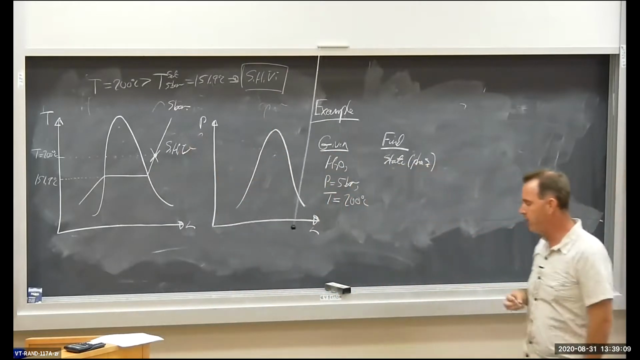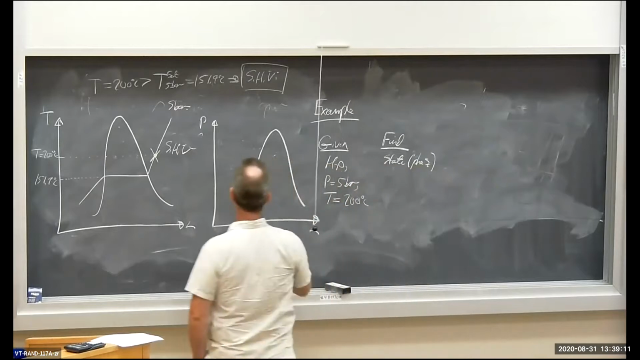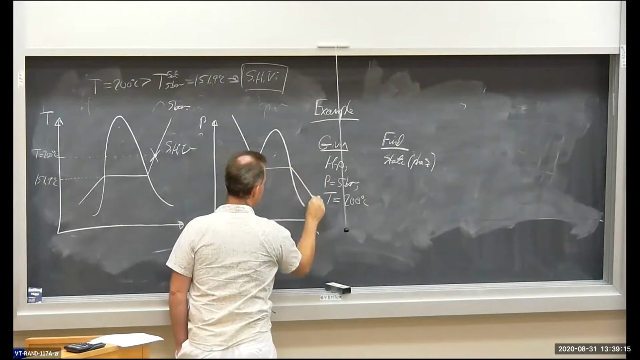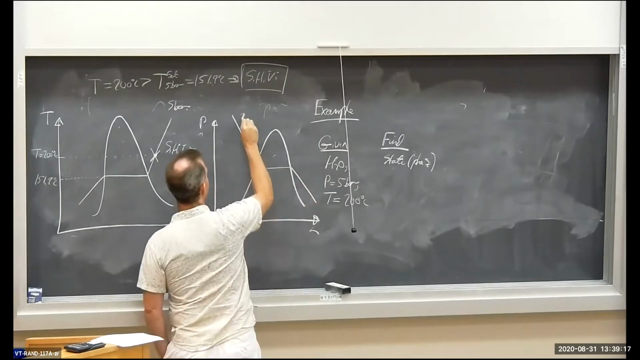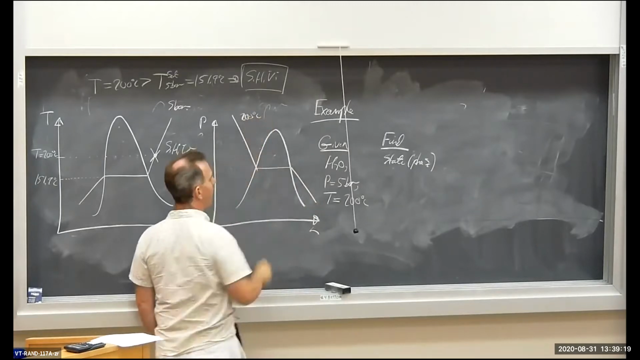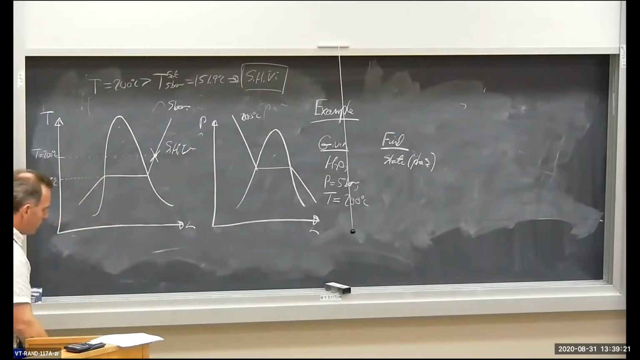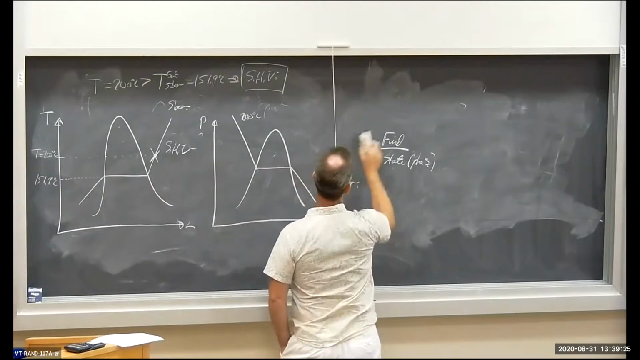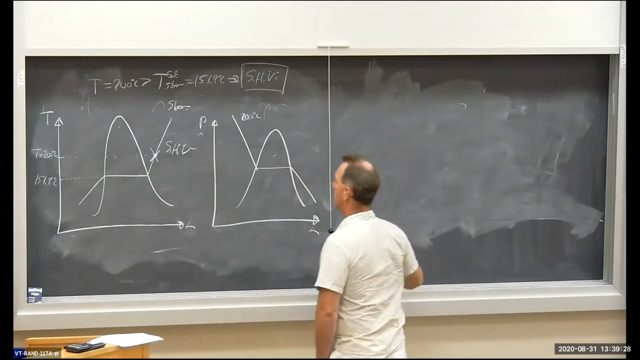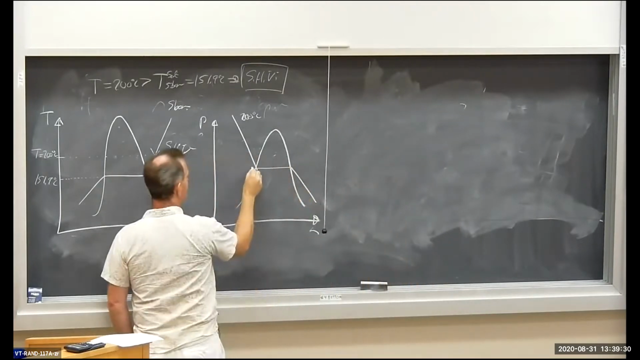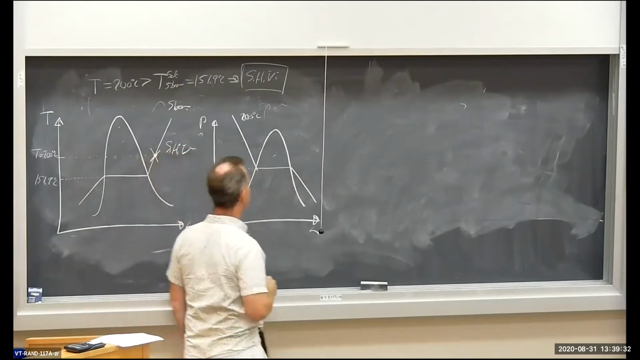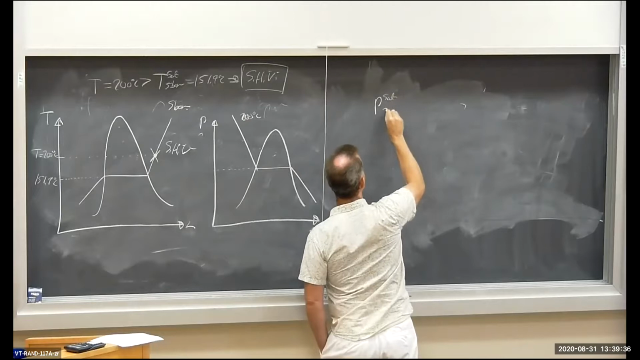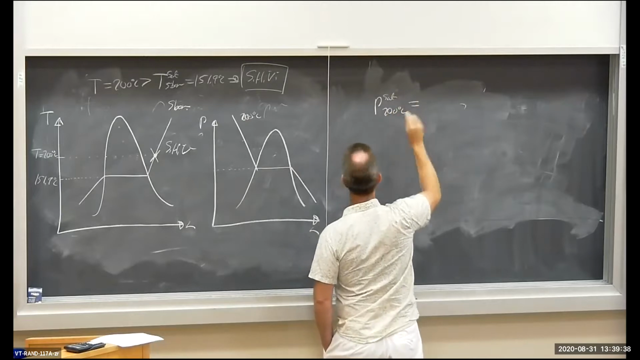Okay, what about the PV plot? Let me put in an isotherm. So here's my 200 degrees C isotherm. I guess I'm going to need this space. So I'm going to look up the boiling pressure at 200 degrees C. I'm going to look that up.